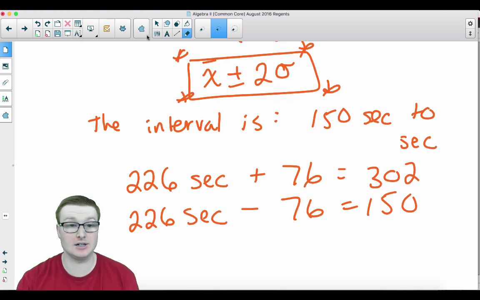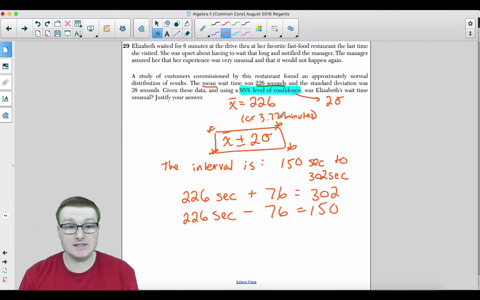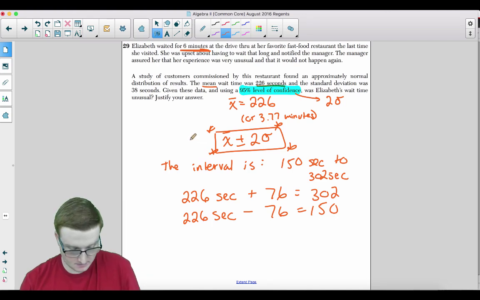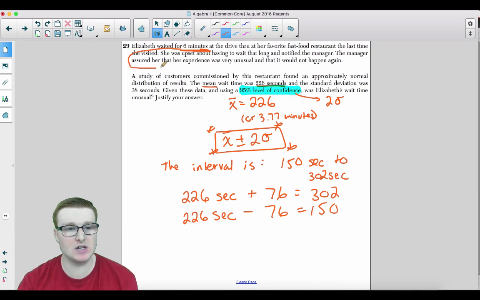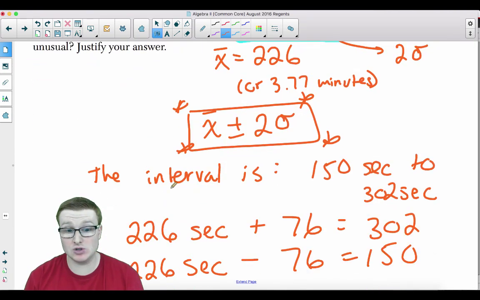I need to fix that later. Okay, so we got that, right? That's good. My apologies for that. So now it says, is her wait time unusual? Well, the reason why I converted into minutes first is they tell you that it's 6 minutes. Is 6 minutes unusual? When you convert it into seconds, you just multiply this by 60. That is 360 seconds. Well, the interval is from 150 to 302. So the answer is, yeah, it's unusual.